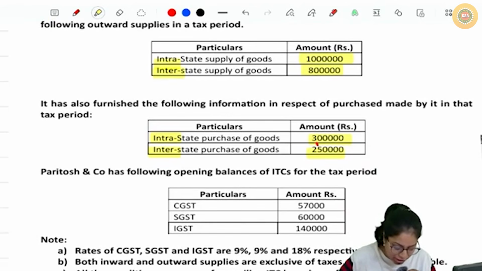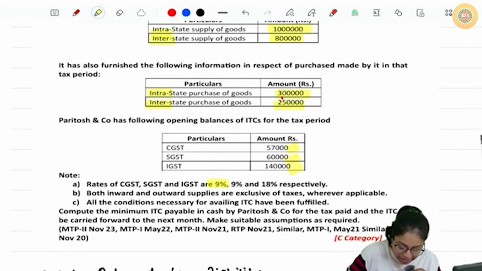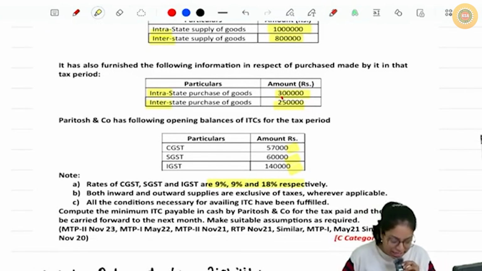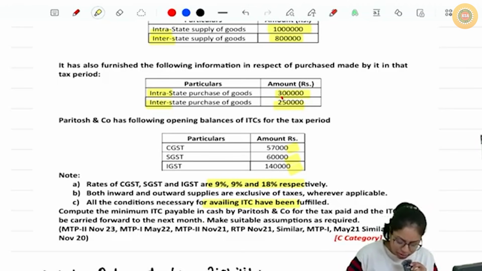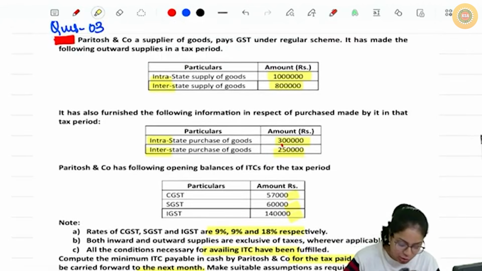Moving on to the next part of the question, they have told you this is your opening balance of ITC that was there. And then they have told you that the tax rate is 9%, 9% and 18% respectively. All the conditions required for availing ITC have been fulfilled, and you are required to compute the net tax that has to be paid. So pretty simple question. Let's move on. First let's do working note number 1, which is my outward tax liability.